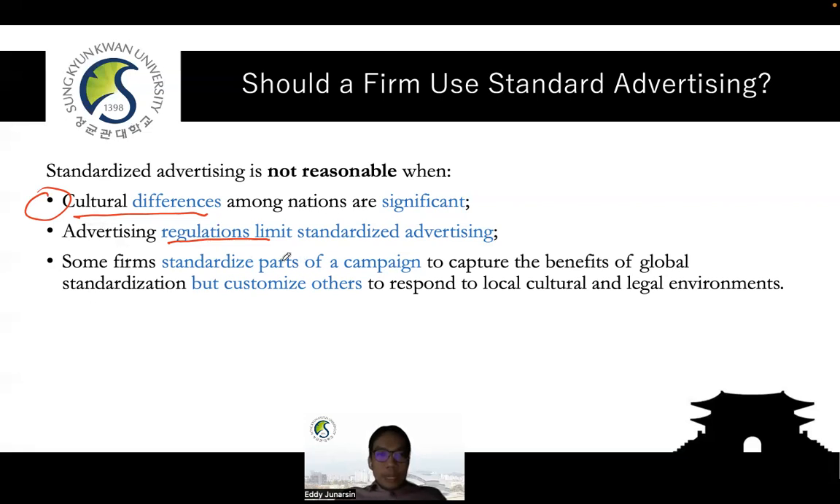Then some firms standardize parts of a campaign to capture the benefits of global standardization, but have to customize others. So it's like a melting pot here. This is, I think, the most realistic strategy. We customize many of the messages and advertising efforts, but we also standardize some of them and customize the rest.